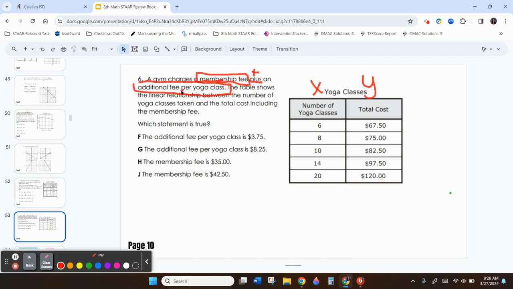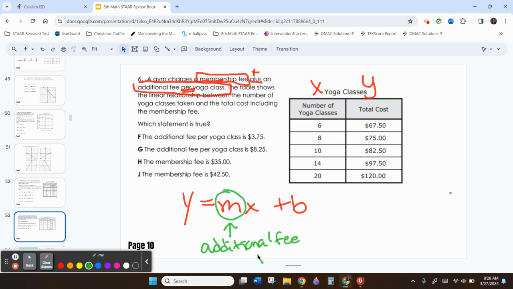The word per class, per hour, per mile, remember that stands for our slope. So if I write my equation, y equals mx plus b, the first thing I'm looking at is my slope. What they were talking about, per class, per hour, per whatever, is going to be that amount. So this is the additional fee per yoga class. Next, we also talked about b, the y-intercept. That's the membership fee that they're charging you. So we have to find out both of these using our table.